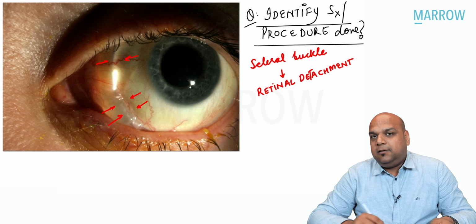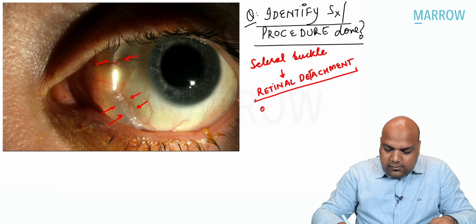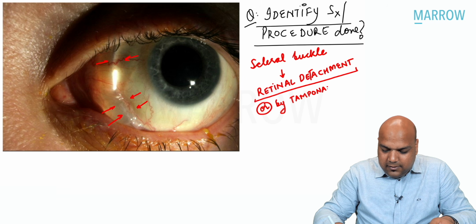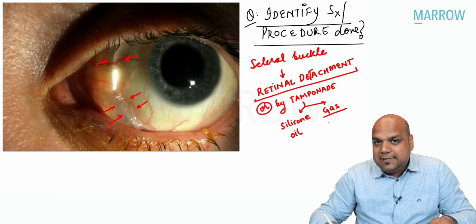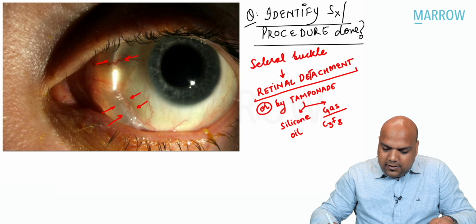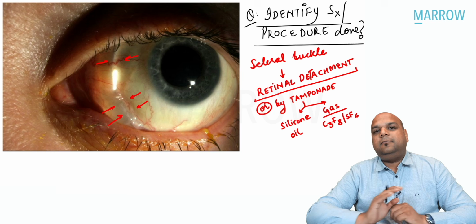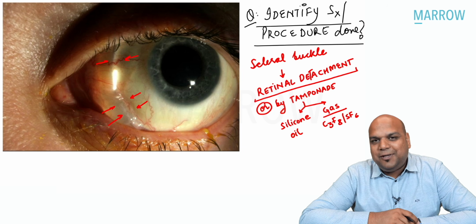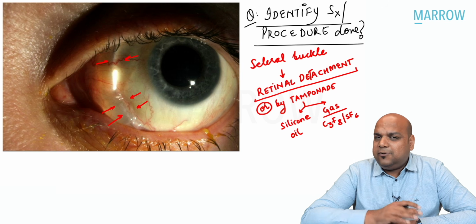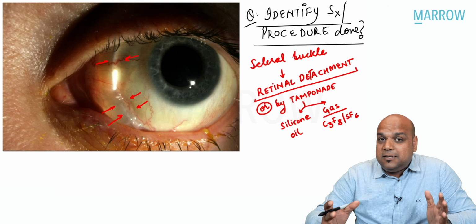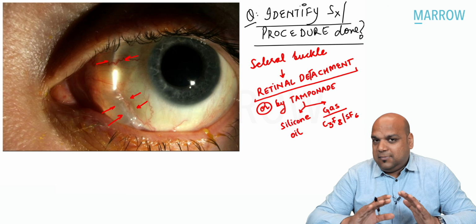Retinal detachment can be treated either by tamponade, okay, or by scleral buckle. Tamponade is either done by silicone oil or by gas. Which gas? Gas is either C3F8 or SF6. Am I clear about this? So this is your quick revision through this photograph on the treatment of retinal detachment. Please remember there are 3 types of retinal detachment: rhegmatogenous, tractional, exudative, all that theory. Am I clear? But this is the image. This is how a scleral buckle looks from outside. I hope we are clear about it.